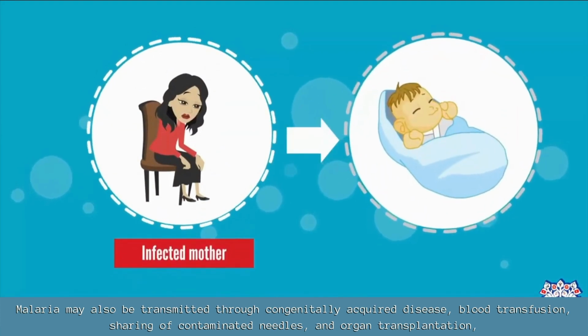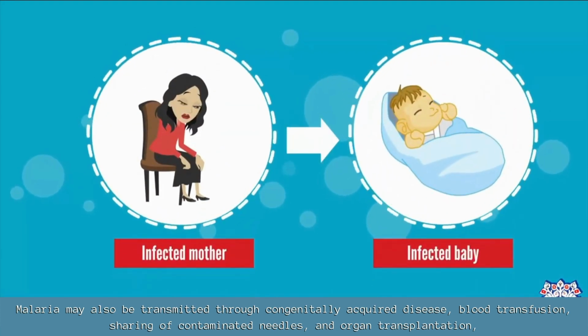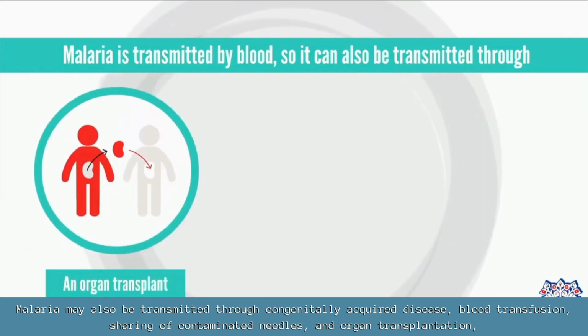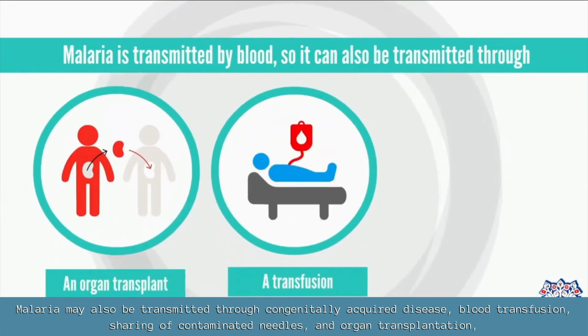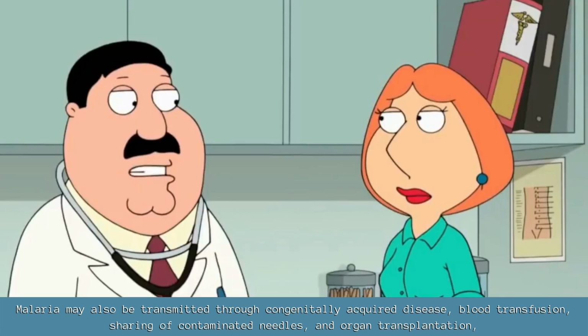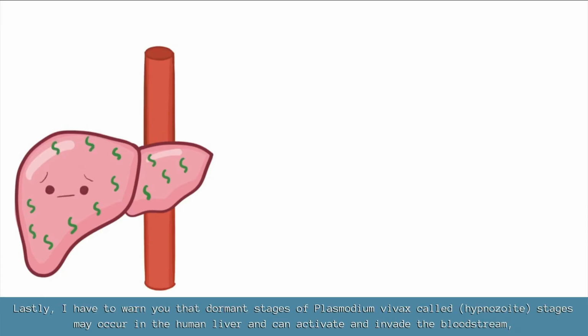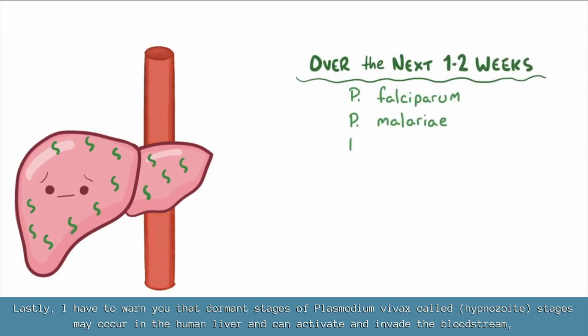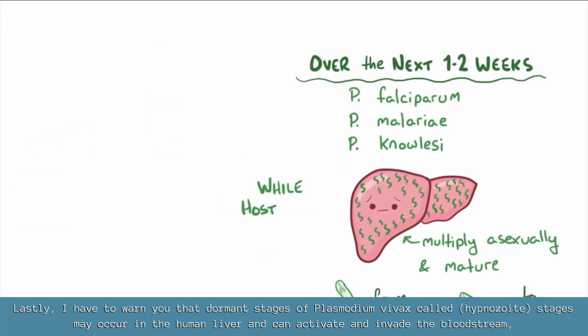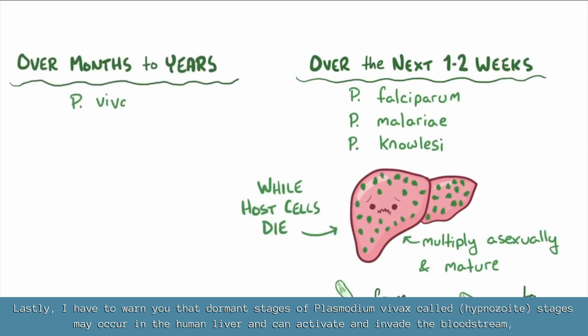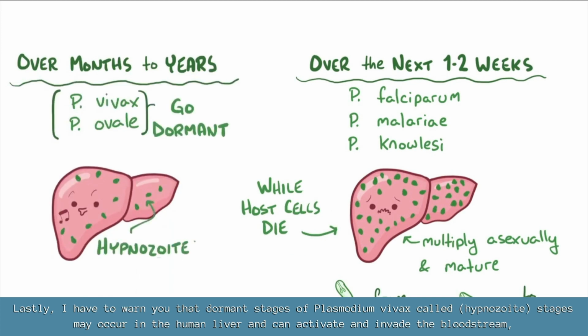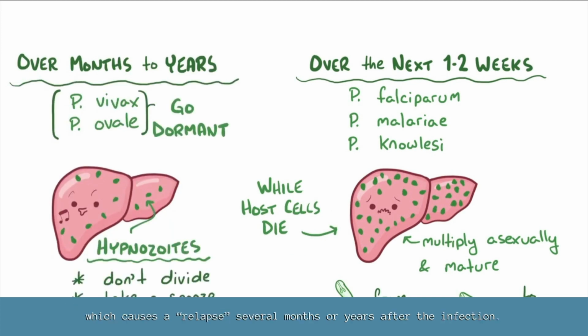Malaria may also be transmitted through congenitally acquired disease, blood transfusion, sharing of contaminated needles, and organ transplantation, but these happen very rarely and not in your son's case. Lastly, I have to warn you that dormant stages of Plasmodium vivax, called the hypnozoite stages, may occur in the human liver and can activate and invade the bloodstream, which causes a relapse several months or years after this infection.